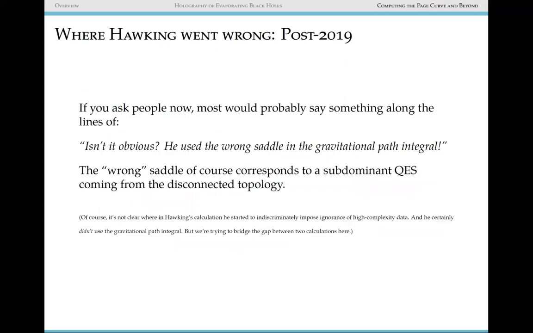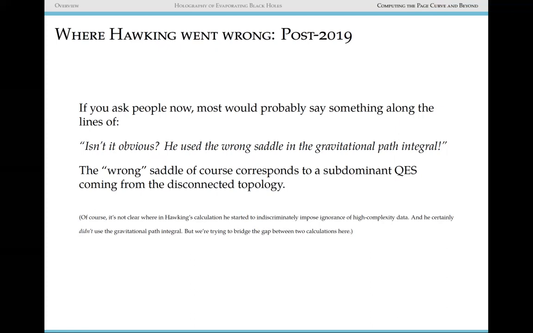Now, if you ask most people now, they probably would say something like, Hawking used the wrong saddle in the gravitational path integral. Of course, the wrong saddle here corresponds to the subdominant quantum extremal surface, which is just the empty set. Now, of course, Hawking didn't use the gravitational path integral. It's also not clear where you started to just indiscriminately coarse grain over high complexity tasks. But we're trying to sort of bridge the gap between the two and have them both on the same footing. So having an understanding of where they might be different is very valuable.